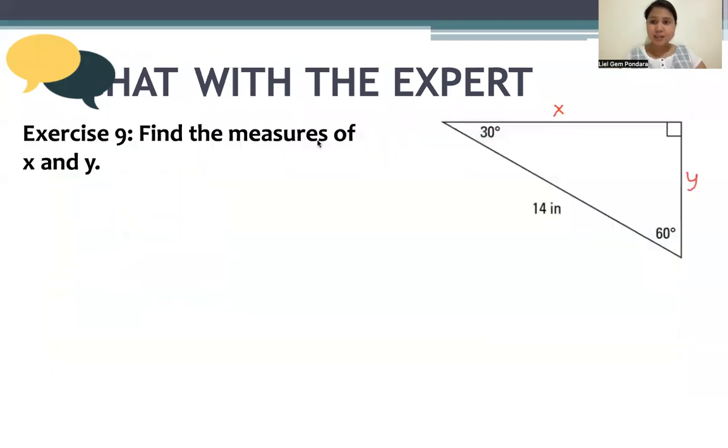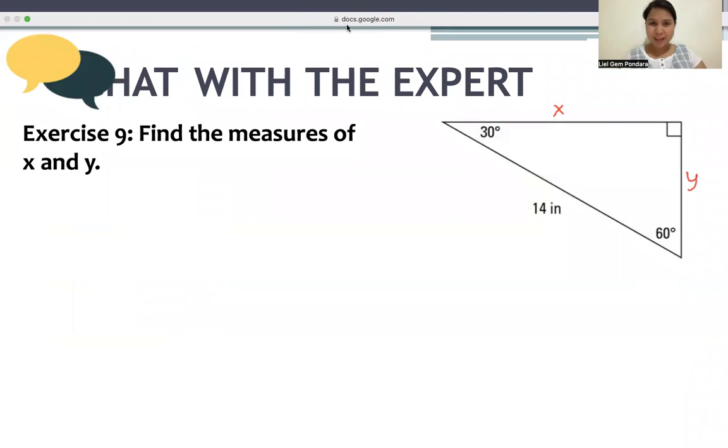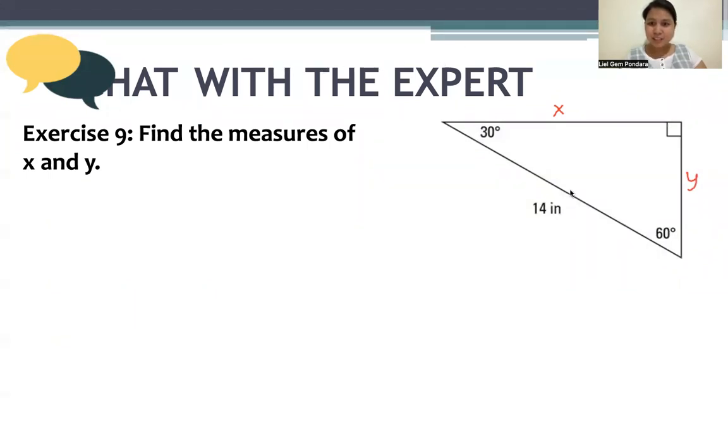Find the measures of x and y. Now remember that the hypotenuse is twice the length of the shorter side. So with that one, where's the shorter side? Y. How will you know? 30 is the smallest angle, so its opposite side, y, is the short side. That is 7 inches. Why? It's half of the hypotenuse.